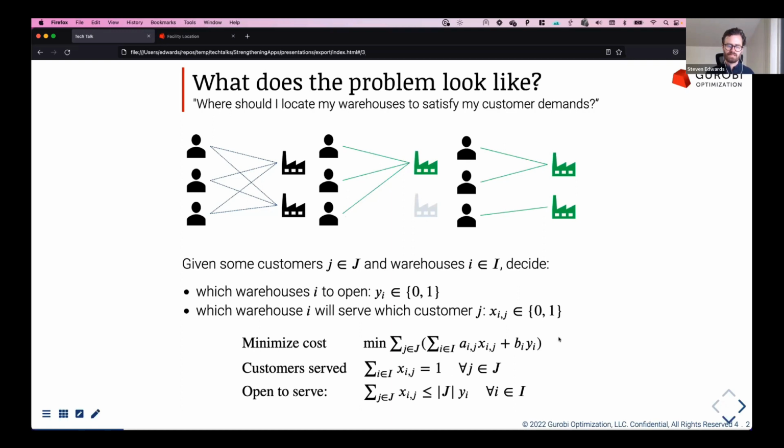At this point, I should point out that this is a very simplified version of the facility location problem. In real life, there's often a lot of side constraints and real world complications. But for the sake of the problem, this gives us enough to get into the meat of it.